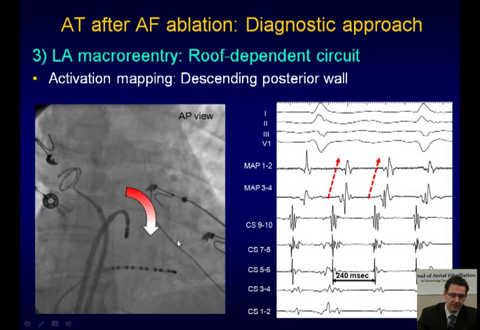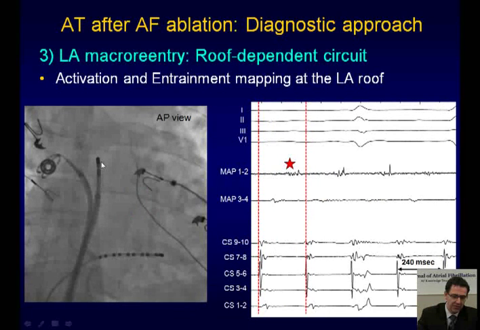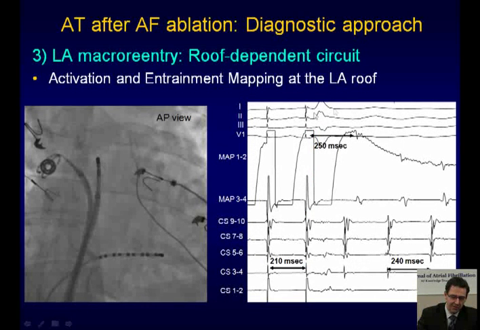the roof-dependent circuit. Looking now at the posterior wall of the left atrium, you can see with the catheter pointing down as shown on the left part of the screen that the activation is also going from proximal to distal on the catheter, so it's descending the posterior wall. So everything is consistent with a roof-dependent circuit.